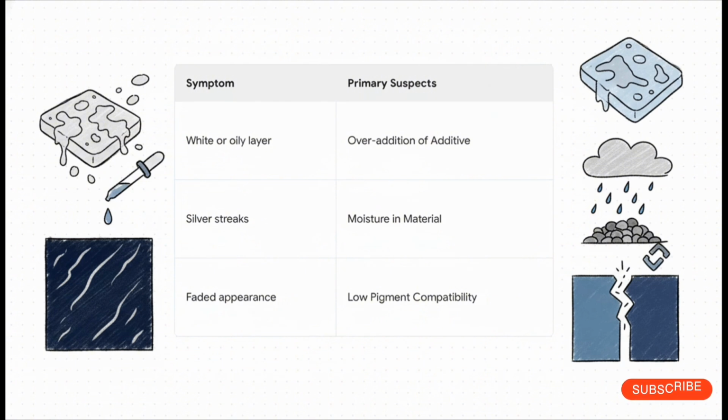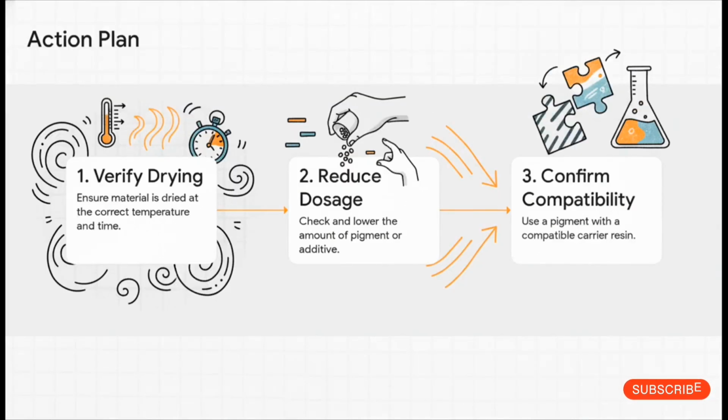And if the part just looks kind of faded, it could mean the pigment carrier you're using just isn't compatible with your base resin. So this action plan really highlights how important material prep is. The solution starts before the plastic even gets near the machine. First, double-check your drying process. Is it the right temperature for the right amount of time? Second, check your dosage. Is it too high? Try reducing it. And third, always confirm that your Masterbatch carrier is fully compatible with your base polymer.